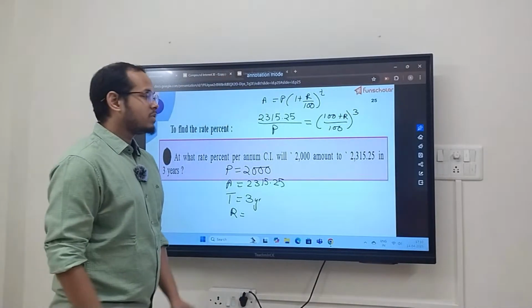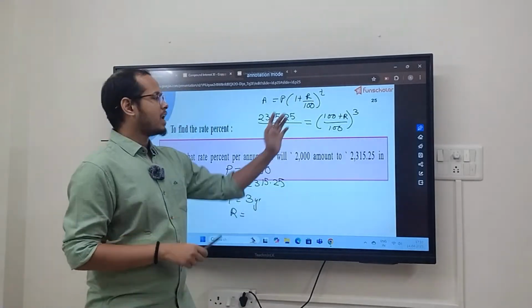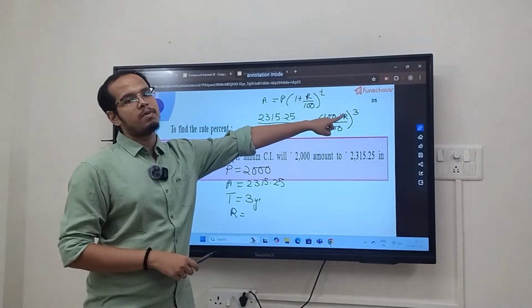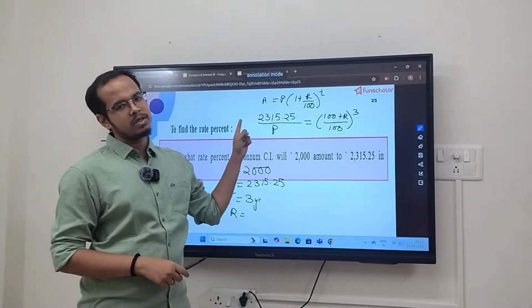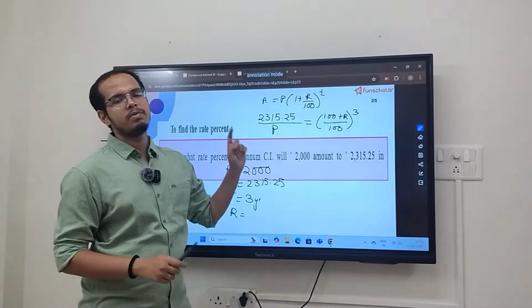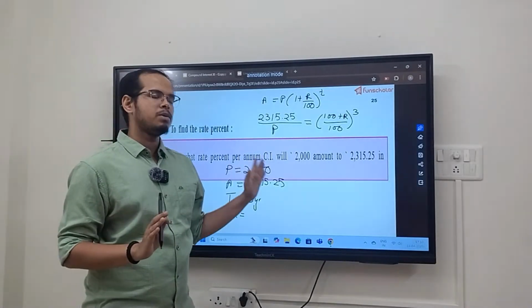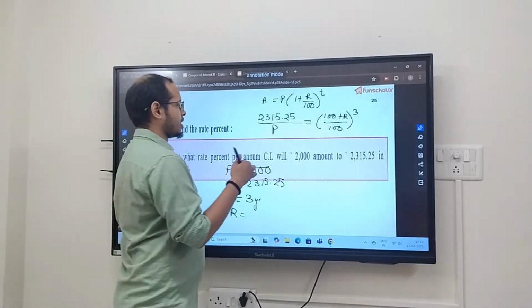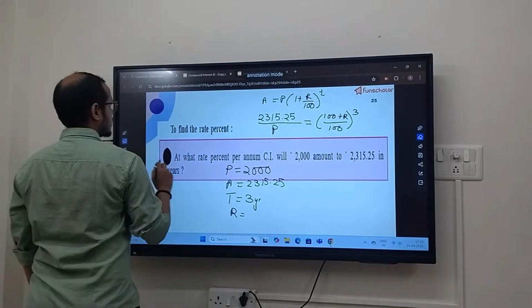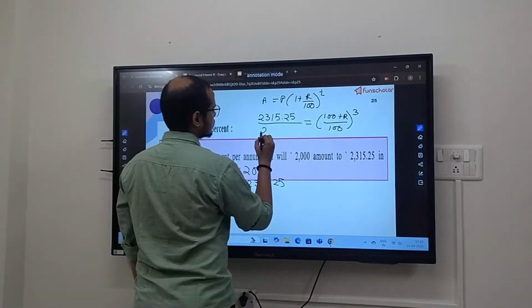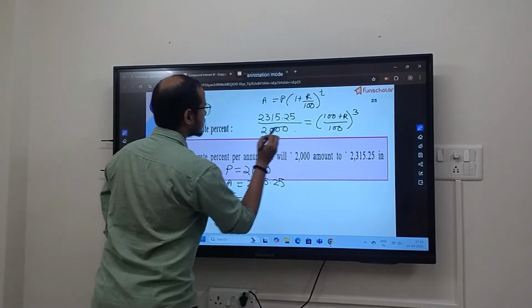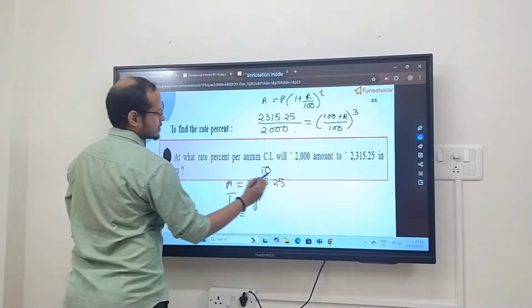Now this is a trick for every sum. As it is given to the power 3, the number that comes here will have a cube root. It will be a perfect cube. Let's check it. Let us find the principal here. The principal is given as 2000. Okay, now let us solve this.